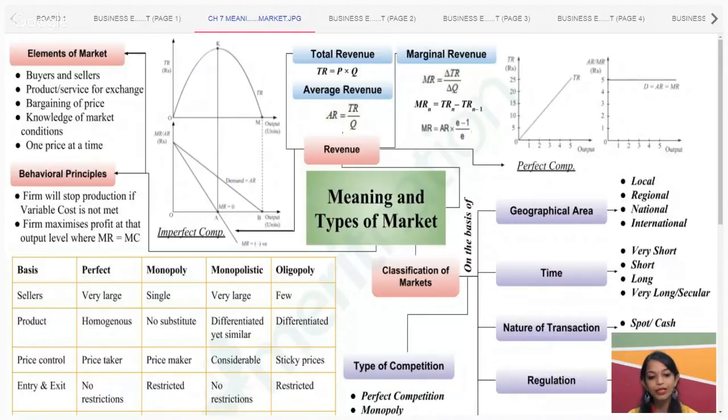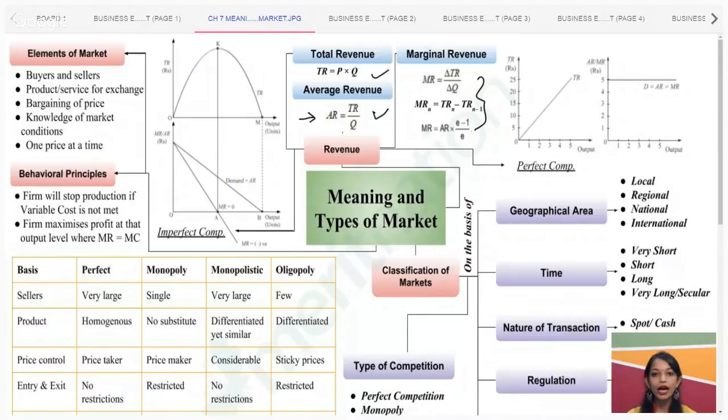The mind map is for meaning and types of markets. The most important aspect of this particular chapter is the revenue concept. Apart from the different market forms, revenue is a very important concept. You should know about TR, total revenue, AR, average revenue, and MR, which is marginal revenue. You should be clear about the concepts and formulas. You should know AR is equal to the price.